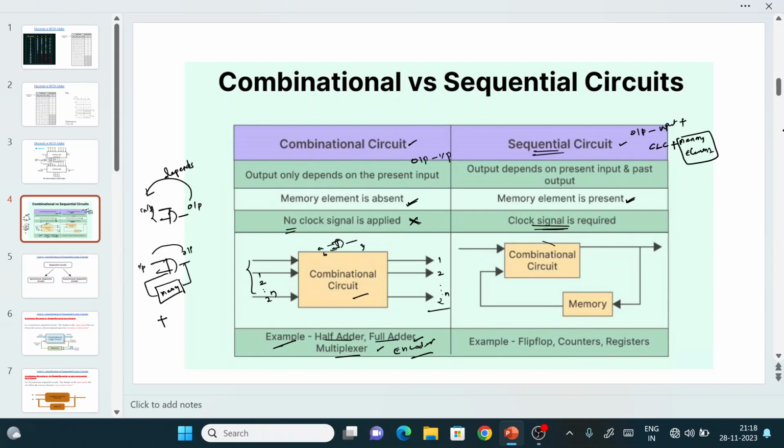Now, what is the additional part we have in a sequential logic circuit? The combinational logic circuit plus that memory element. It has the capability to store whatever output is generated into the memory element, and whenever required, we can call it back to the inputs. That is what we call a sequential circuit. So what are the examples? Latches, flip-flops, counters, and registers are examples of sequential logic circuits.